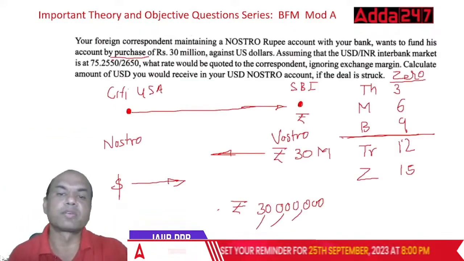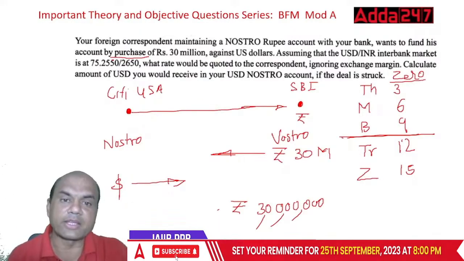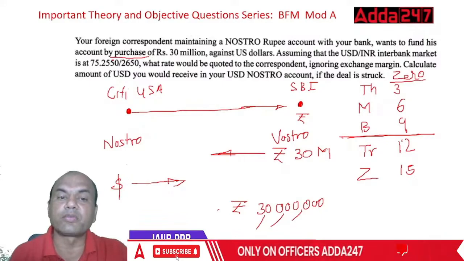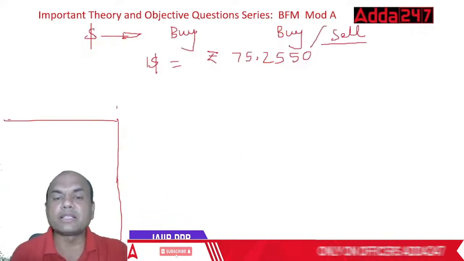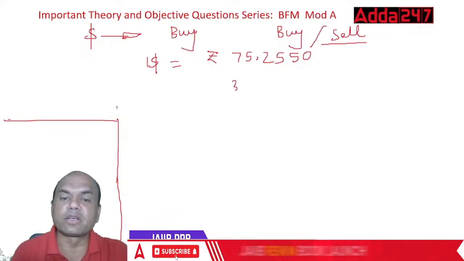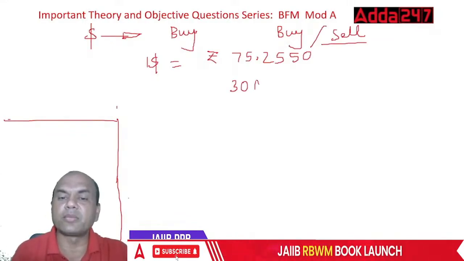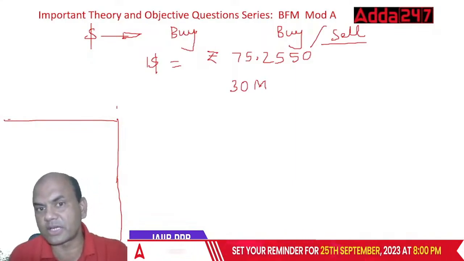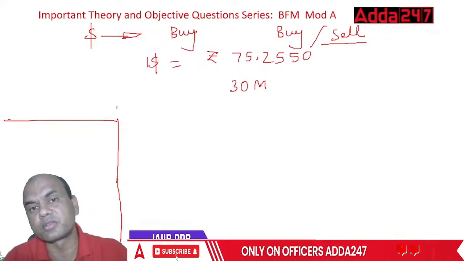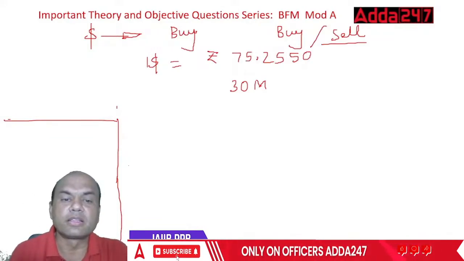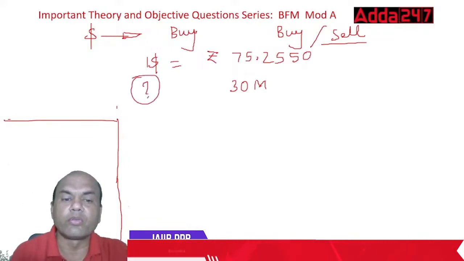Now what do you want? What do you have actually? You have rupees or dollars? You have rupees 30 million. So I'll just write 30 million below the rupees, and M over here. Million means 6 zeros. Understand this. Now what do I want then? I want dollars.